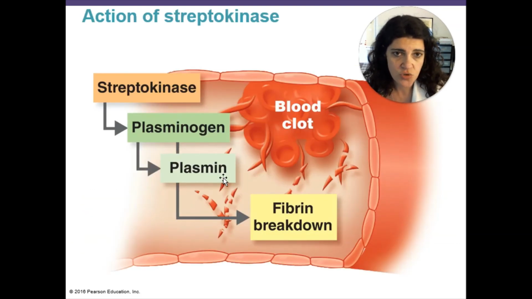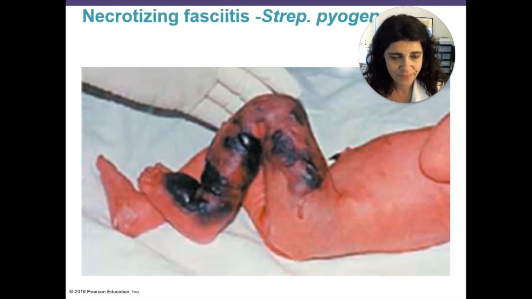This is just a sad story, an example of how streptokinase from Streptococcus pyogenes, or group A Streptococcus, acts. So streptokinase is going to act on the plasminogen, which becomes plasmin, and is going to break down fibrin that is already forming a clot. So by breaking down clots, look what can happen.